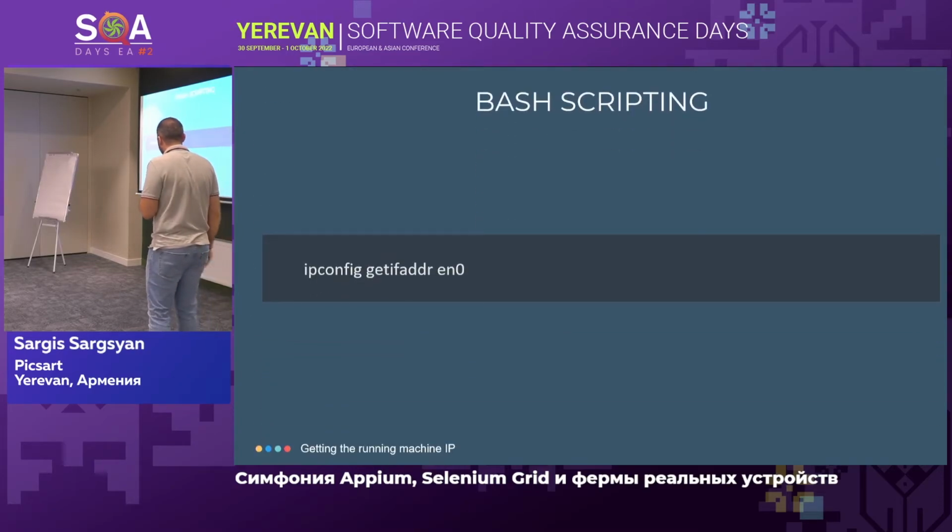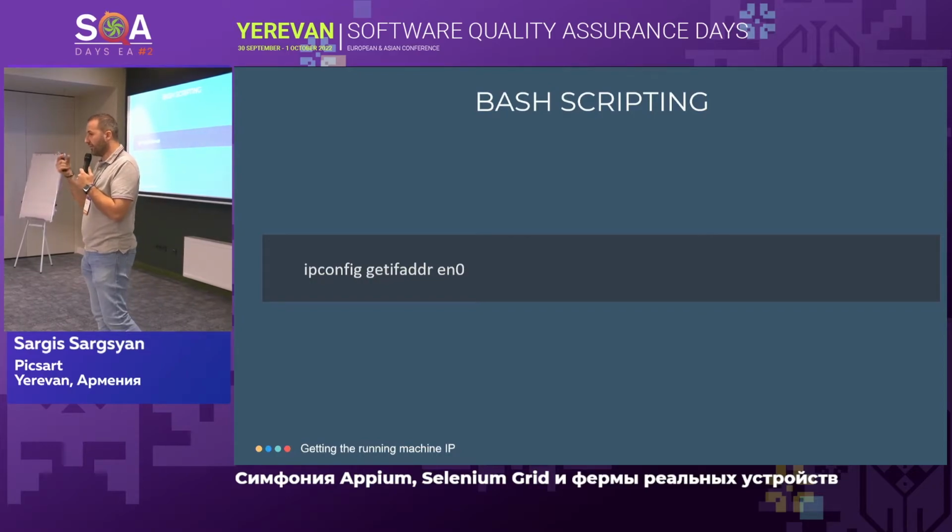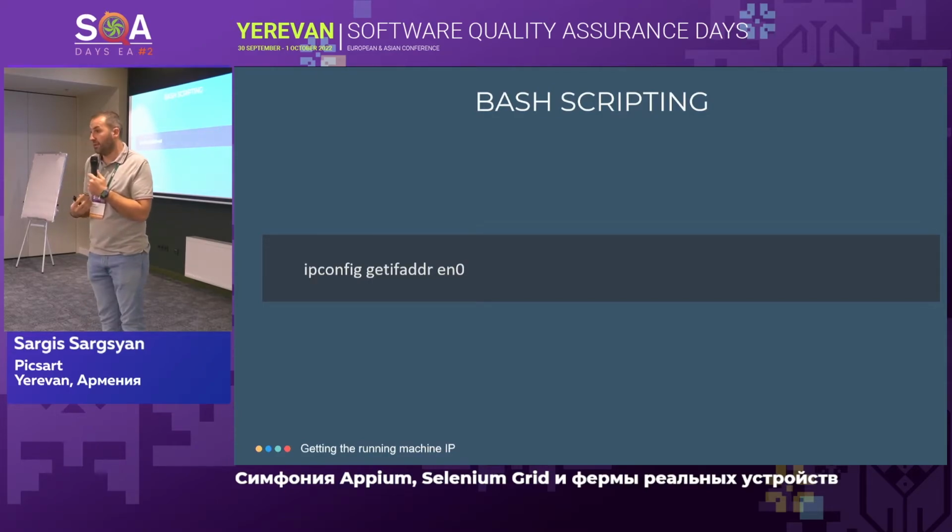So what are we going to do? This command is for the Mac. If you are working on Ubuntu, you just Google how you can get the current IP from the command line. So this command, when I run it on a Mac, gives me my current IP.